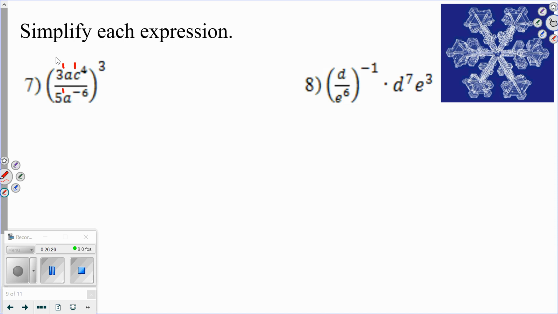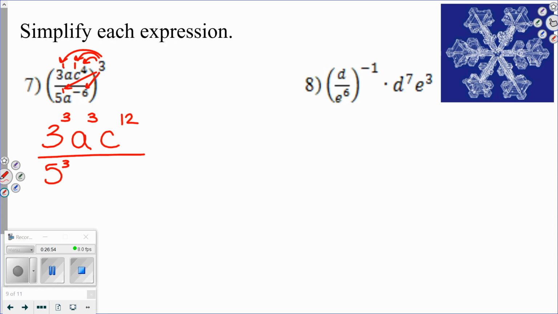Because this 3, since there's a fraction in there, it goes to everything, top and bottom. So we're going to take it to the top. We have 1 times 3 is 3, so that's 3 to the third. Take it to the A, 1 times 3 is 3. Take it to the C, 4 times 3 is 12. It's also going to go to the bottom. So take it to the 5, 1 times 3 is 3. And it's going to go to the A, negative 6 times 3 is negative 18. So step 1, I just distributed to every single exponent.